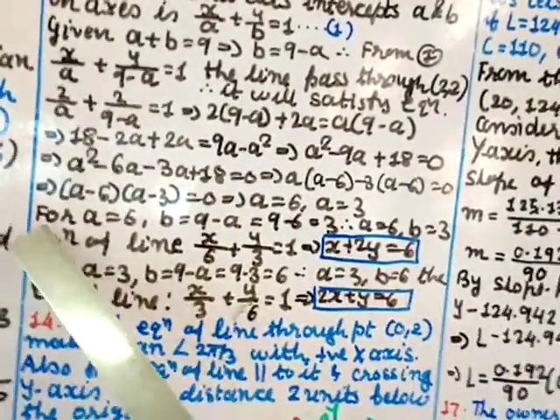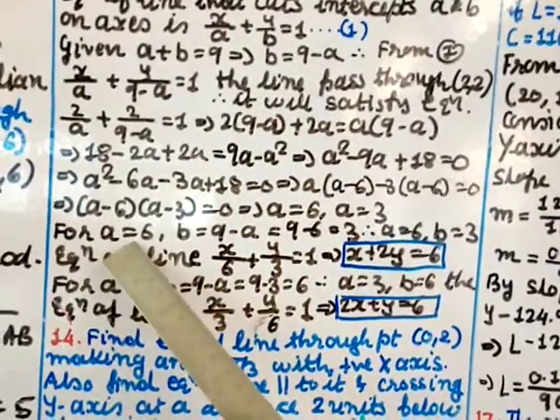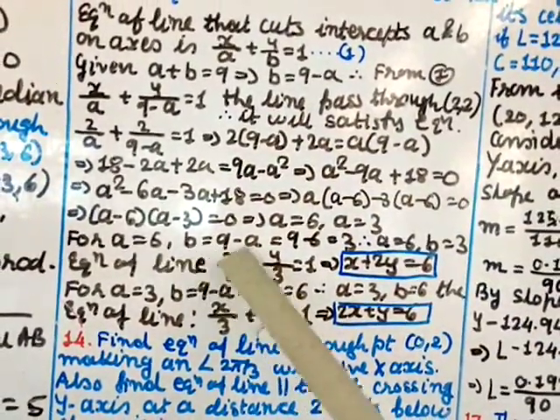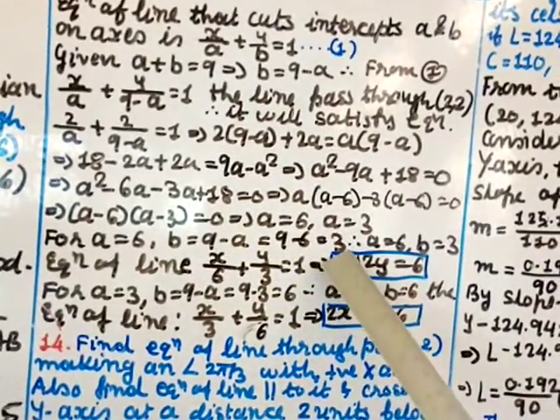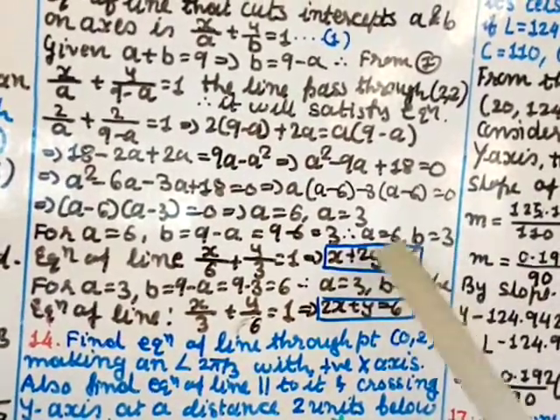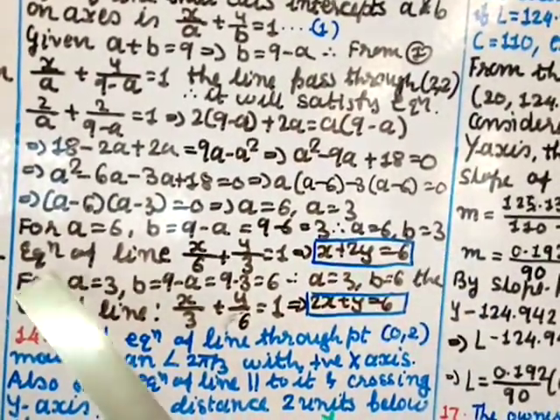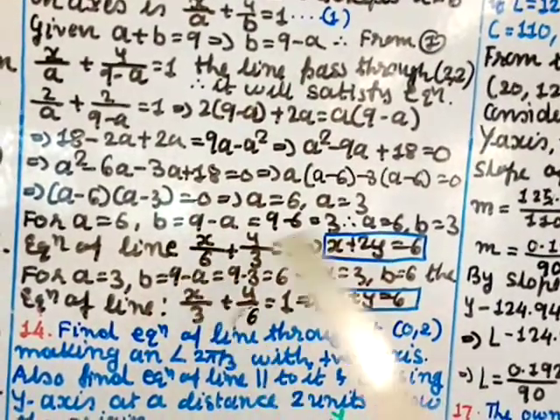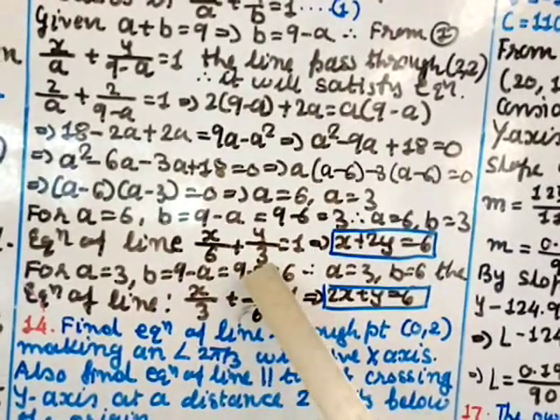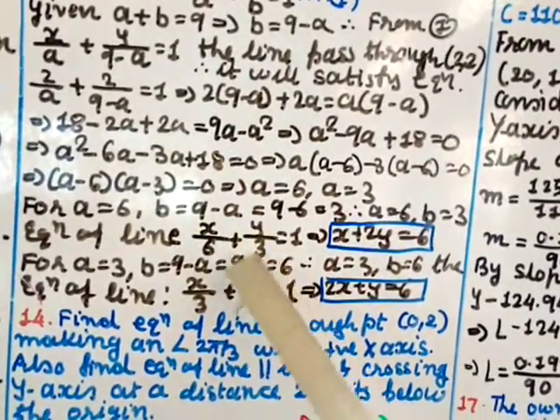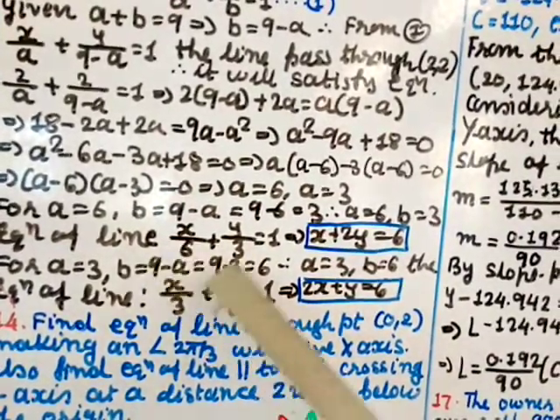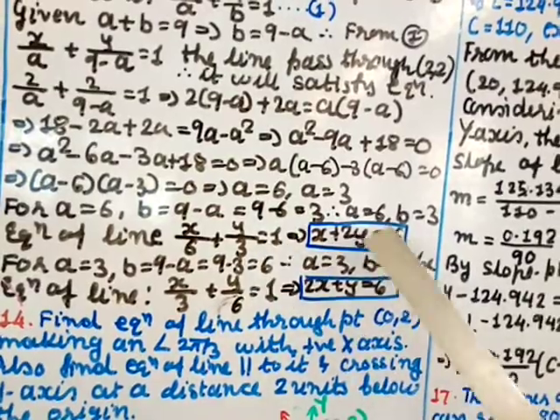Okay, now for A equal to 6, you have to find the value of B. So from here put A value as 6, so B value is 9 minus A equal to 9 minus 6 equal to 3. That means when A is 6, B is 3. Now we'll find the equation when A and B values are 6 and 3. So equation of line x by A, that is x by 6, plus y by B, that is 3, equal to 1. The LCM is 6 here. So you don't have to multiply here anything, but you have to multiply here by 2. So here x plus here 2y, and the denominator 6 I am transferring over here, multiplying with 1, so you get equal to 6.